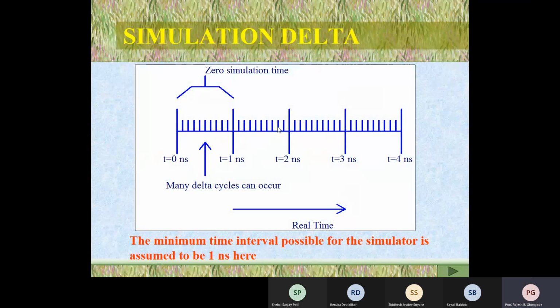So the minimum time interval possible for the simulator is assumed to be 1 nanosecond here. This is the discrete level. That is, I'm simulating the behavior at an interval of 1 nanosecond each. So between 0 nanoseconds and 1 nanosecond, whatever happens will be your simulation delta.